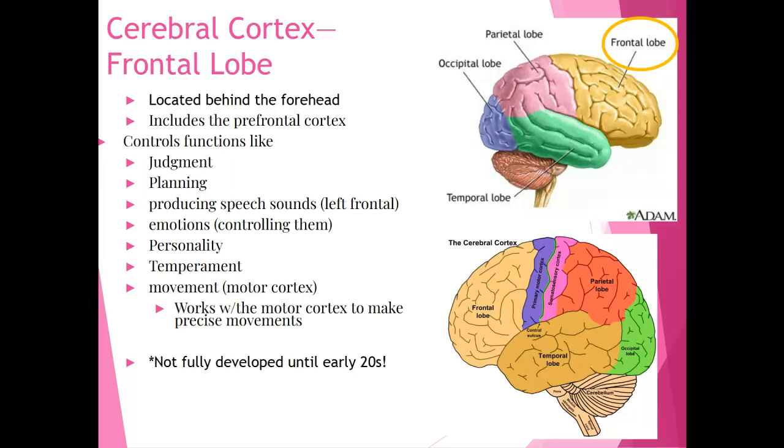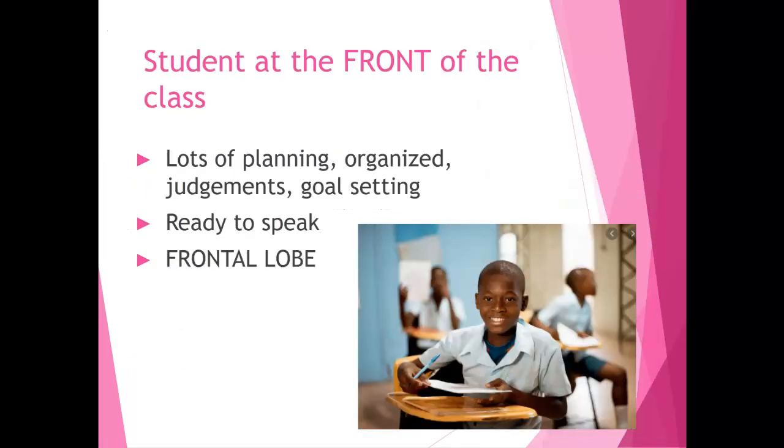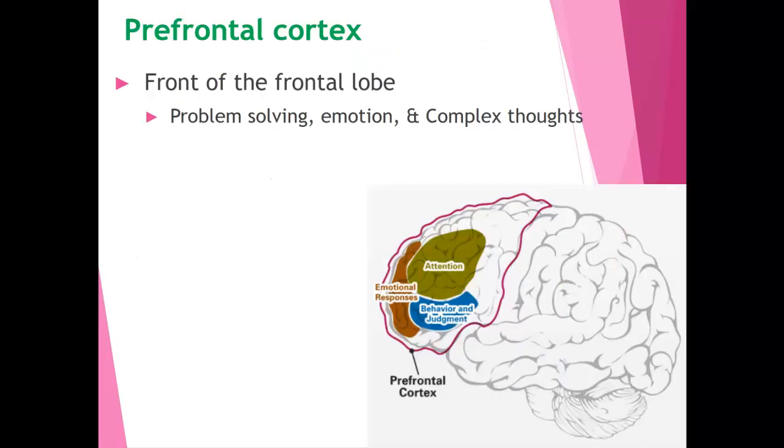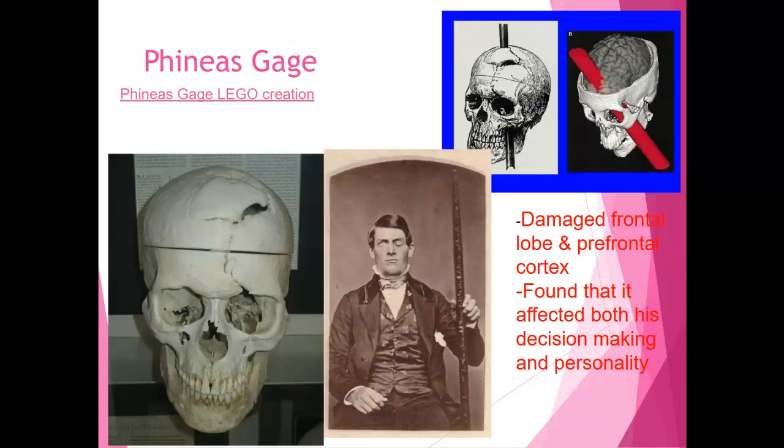It's on the left side, but in the frontal lobe because that's where the motor cortex is. Movement is in the frontal lobe. Student at the front of the class, lots of judgment, planning, organized, and they're ready to speak. That's the frontal lobe. Prefrontal cortex is at the front of the frontal lobe, and that's problem solving. So prefrontal cortex, problem solving, emotion, complex thoughts.